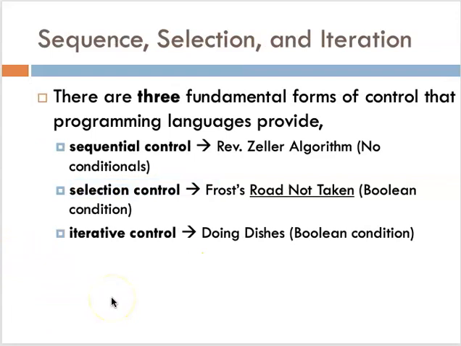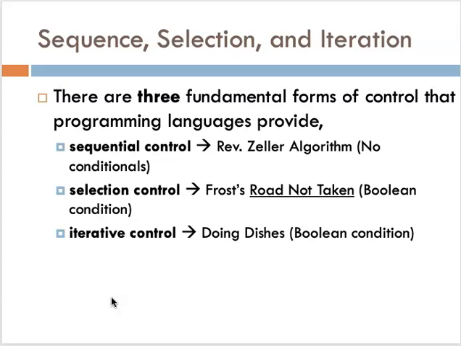So what exactly are they? So in sequential control, I know we've looked at the Reverend Zeller algorithm before, but another way that I might say we can look at it is the sequence of order that the instructions are executed. Suppose you're giving directions to your house to a friend, and you tell them, go 1 mile and then turn right.